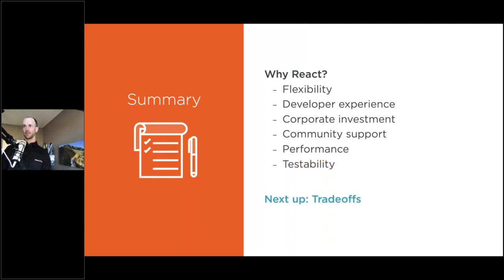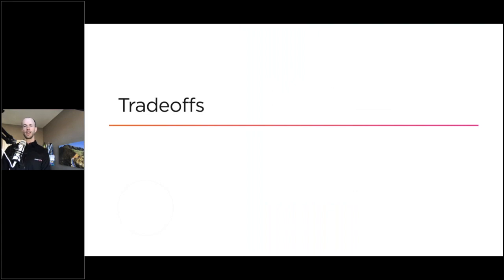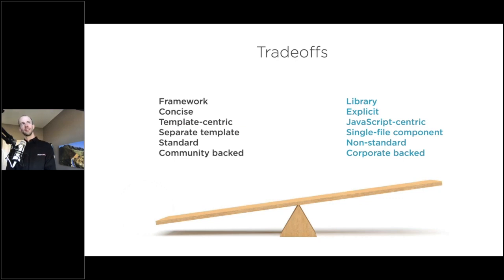So that was the good stuff. Now let's shift over to talk about the trade-offs that are inherent in React's design. Now, I enjoy React, but I admit what I've done so far has been a pretty one-sided sales pitch. So let's look at these trade-offs here: framework versus library, concise versus explicit, template-centric versus JavaScript-centric, separate templates versus single files, standards versus non-standards, community-backed versus corporate-backed. These are the inherent trade-offs that are made within React's design. So depending on your priorities, you may see these as good or bad.